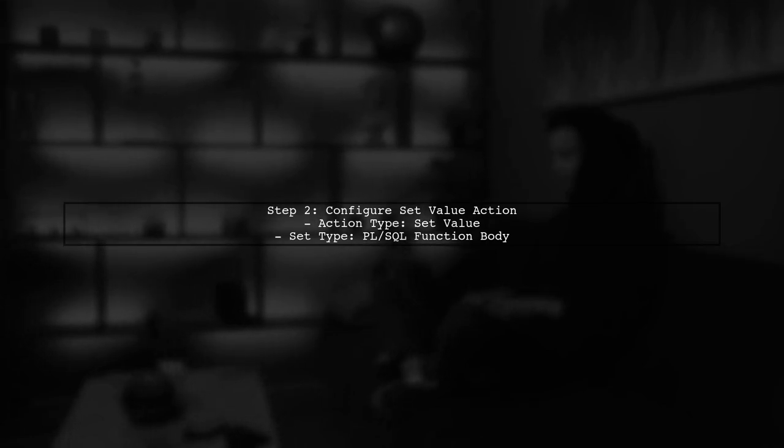Now in the dynamic action settings, select the action type as set value. For the set type, choose PLSQL function body. This is where we will write the PLSQL code to fetch the desired value.